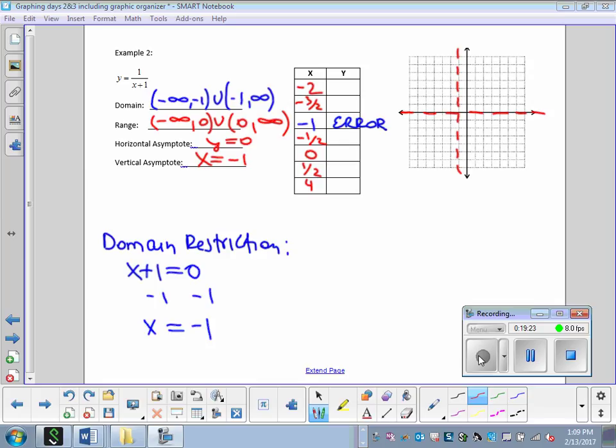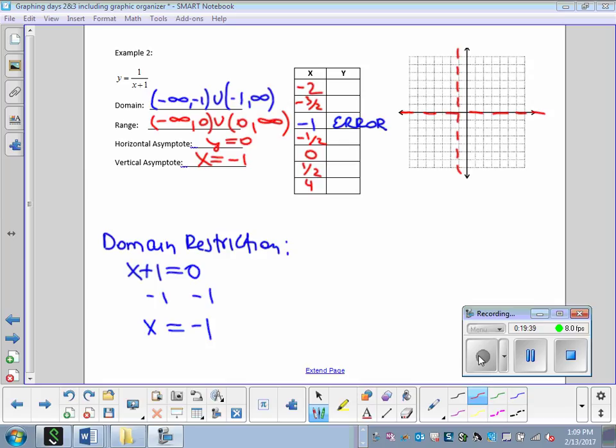Wait, I have a question. Yes. I went ahead and already did my numbers and my dots. Is it okay if I did that, or would you like me to change that? No, you can use whatever numbers as long as you have them on both sides of the asymptote.